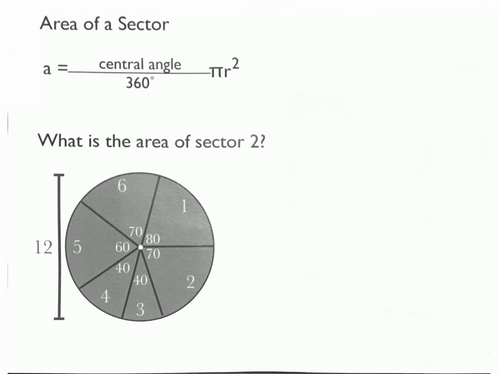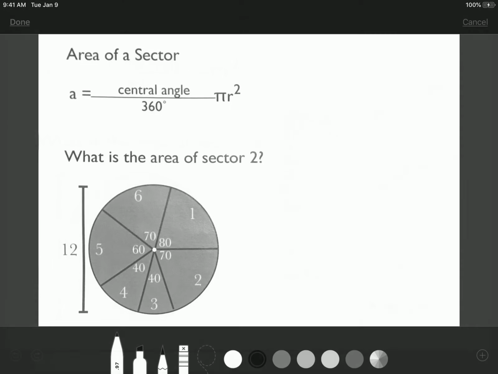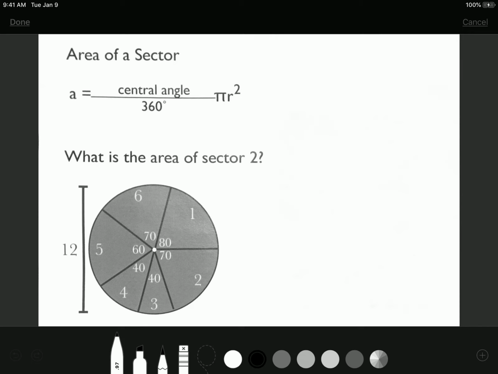So we want to find the area of sector 2. So we're going to use the formula that we have at the top there. We're going to fill in some information. Right? So the area equals the central angle for sector 2, which is 70, divided by 360, times pi r squared. Well, the diameter is 12, so our radius is 6.